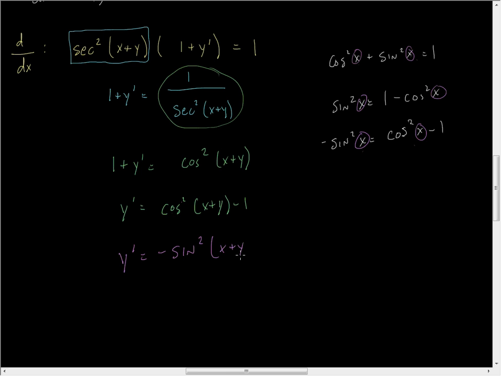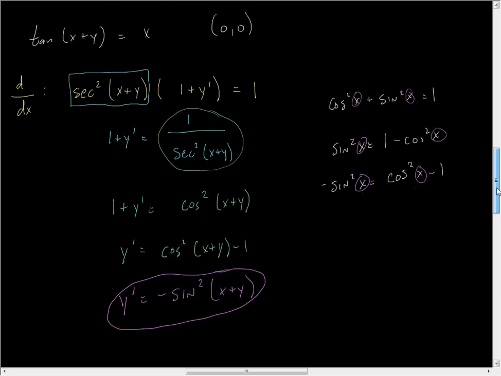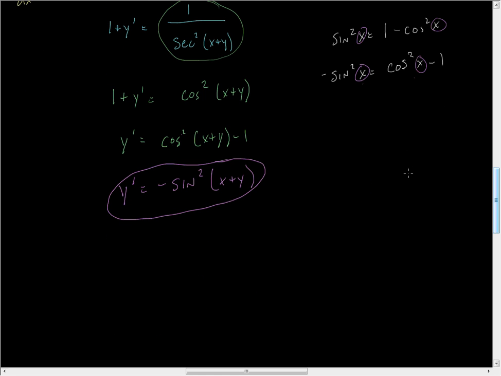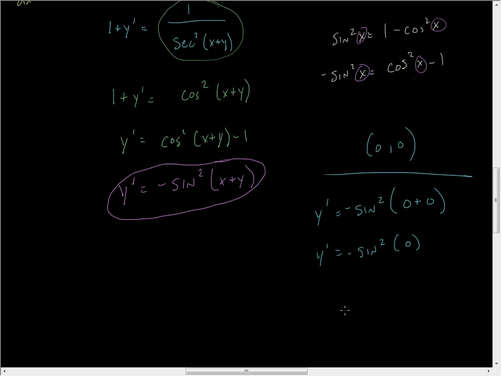Now I'm very happy. Okay, nice and simple. And so let's go. Oh, we have 0, 0. That's always a lot of fun because everything just kind of goes away. So if we put our point 0, 0 in, then we get y prime is equal to negative sine squared of 0 plus 0, which is y prime equal to negative sine squared of 0. Sine of 0 is 0, and so you get y prime is equal to 0. There you are. That's all it is. See, implicit differentiation is not that hard.